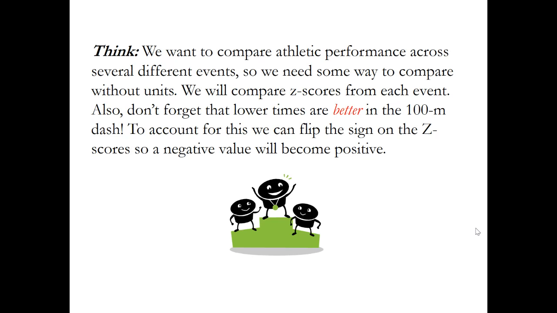It removes the units. Now, we also don't want to forget, faster is better in the 100-meter dash. We want a negative z-score. We completed the 100 meters that much faster. So to account for this, what I'll do is I'll flip this sign on the z-score. So a negative for the 100-meter dash will become a positive. Then when I'm done, I've calculated all the z-scores for every event. I just add up the z-scores for each competitor, and I'll have their total z-score performance, and whoever has the highest z-score total put in the overall most impressive performance.